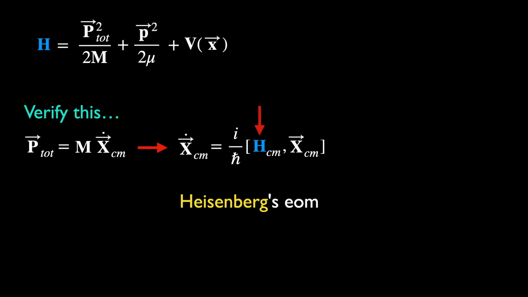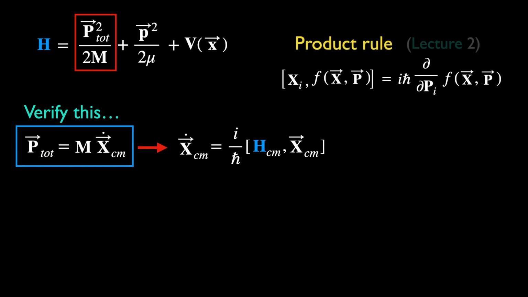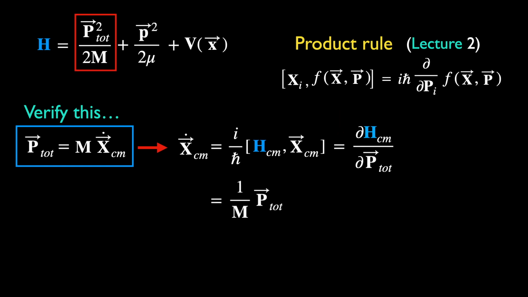We can just use the center of mass Hamiltonian for this. This commutator is easily evaluated using the product rule for commutators derived in Lecture 2, and just gives the partial derivative of hcm with respect to P total, which is the total momentum divided by the total mass. This confirms the condition in the blue box.